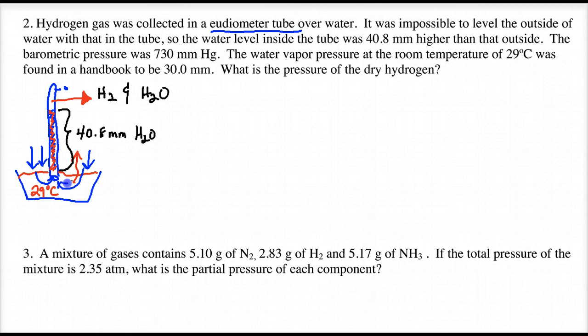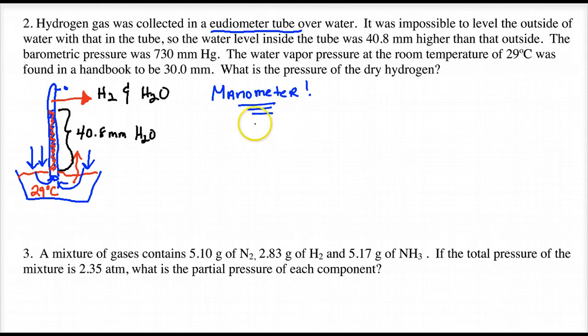So atmospheric pressure is supporting 40.8 millimeters of water, and there's gas in here. If you haven't figured this out, we've got a level of fluid and we have some gas in here. What you have, my friends, is a manometer. Yes, we're bringing back manometer problems.